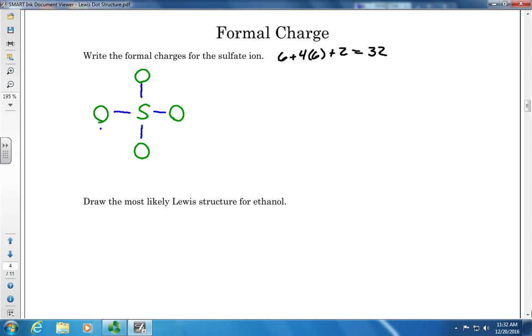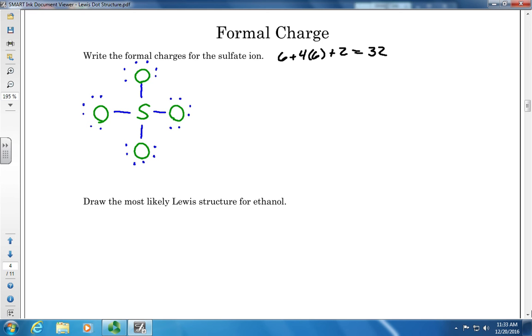And then, just like with the phosphate in the previous video, if we were to draw the rest of these, it fulfills the total number of electrons. All of them are accounted for. If you count them up, that's 32 total electrons. And it satisfies the octet for everything. So everything seems correct until you try to do the formal charges.